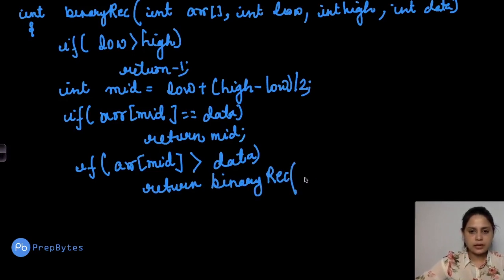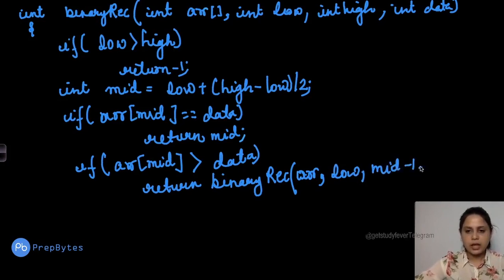So we will have binary rec, int. We will pass the array arr, comma, low. What will be my low? Low will remain as it is. My high will be mid -1 because I have to search in the first half now. And my data will remain as it is.